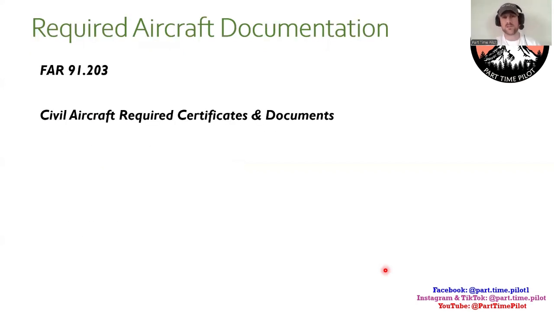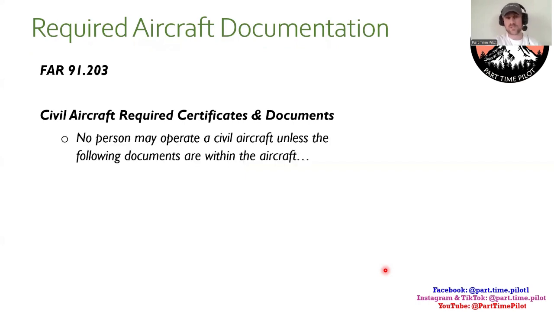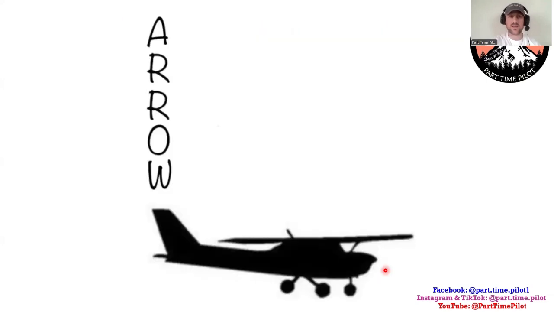Required aircraft documentation. This is from FAR 91.203, Civil Aircraft Required Certificates and Documents. No person may operate a civil aircraft unless the following documents are within the aircraft. And we use the mnemonic ARROW. If you've been studying aviation training before, you've probably heard of this. It's an easy mnemonic to help remember the required documents. It's ARROW. It flows really well. It's an actual word, so it's a good one.